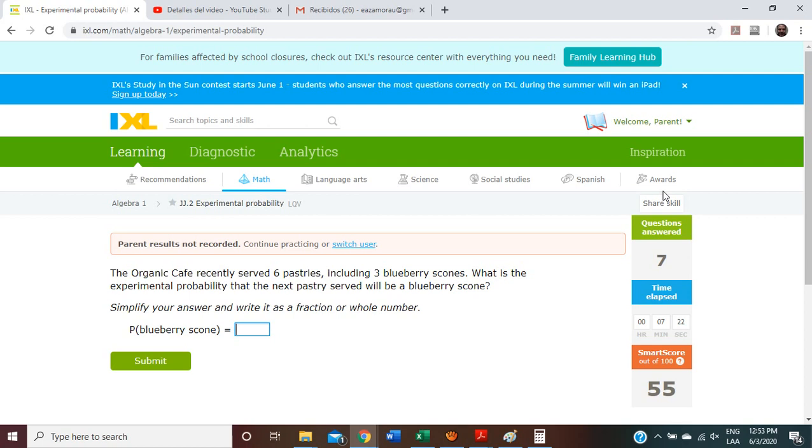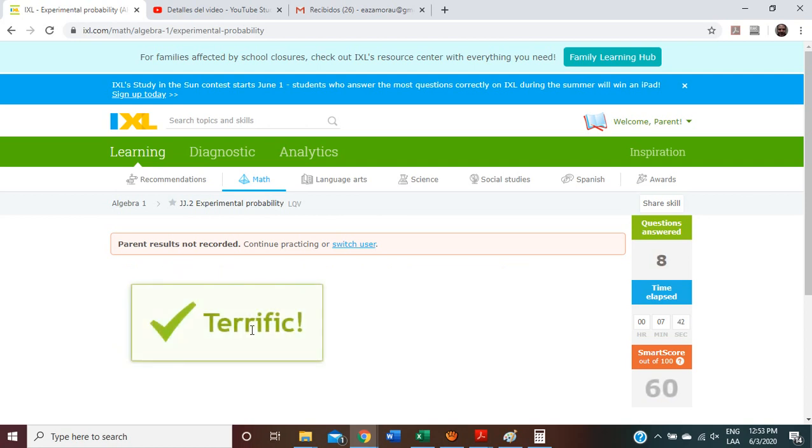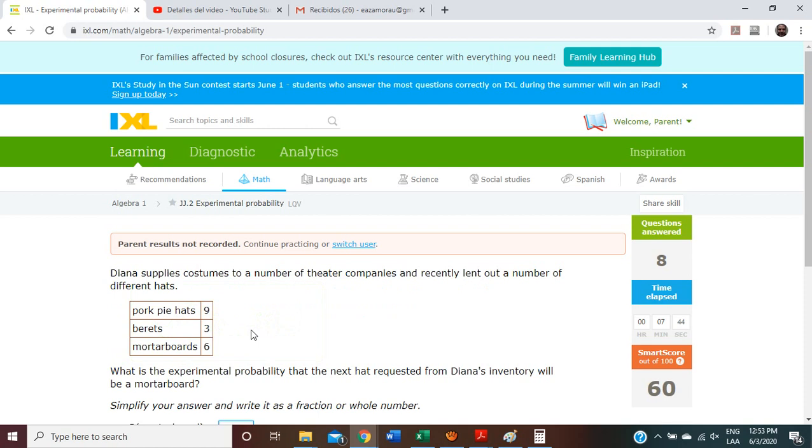The Organic Cafe recently served 6 pastries, including 3 blueberry scones. Pretty easy. What is the experimental probability that the next pastry served will be a blueberry scone? So 3 out of 6, so it's the half, right? So 1/2 is the probability. All right.